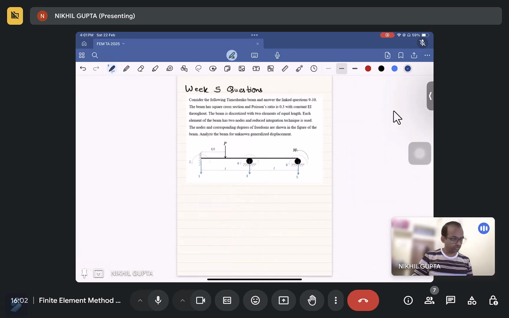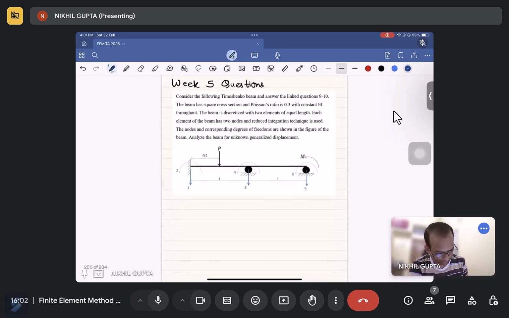Okay. So I have covered the assignment 4 questions. Now I have some questions related to week 5, and that will help you in solving the assignment 5 questions also. So let's start.